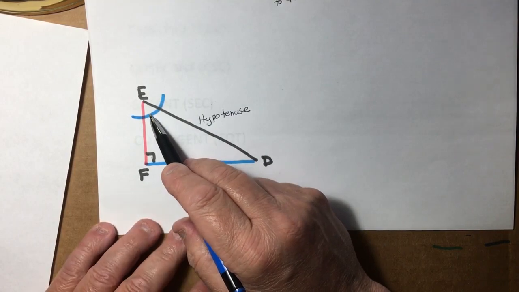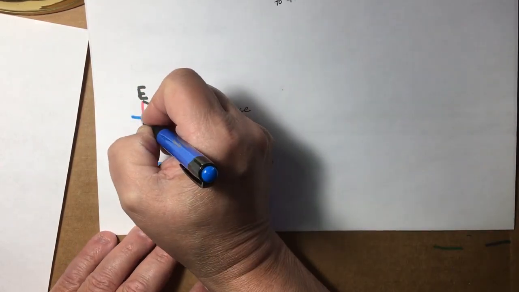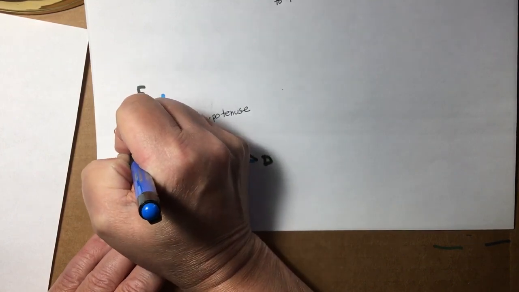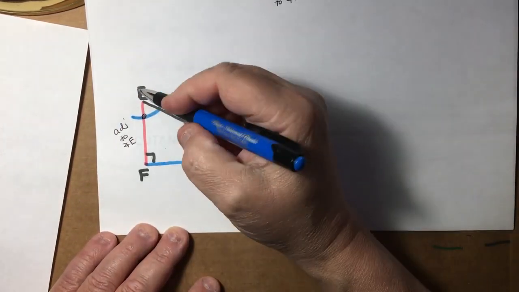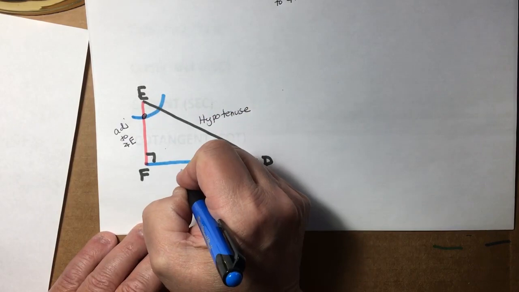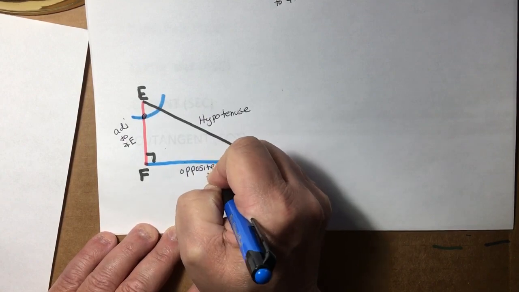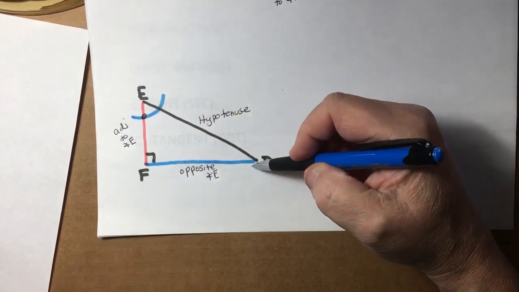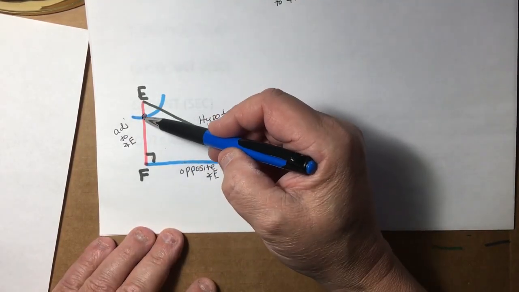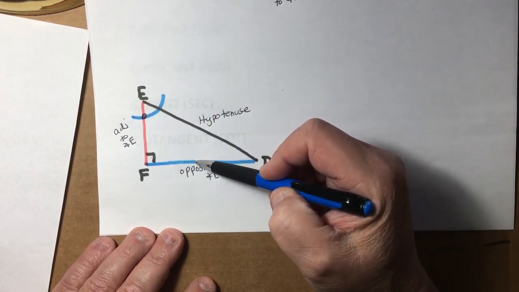Now, if you're standing here at angle E, this red line touches you. Well, then this line here would be the adjacent to angle E. If you're standing here at angle E, this side does not touch you. This would be called the opposite of angle E. And the hypotenuse is the hypotenuse. Okay? So here, if you're at angle E, the side that touches you is here, adjacent, and the side that doesn't touch angle E is over here, the opposite.